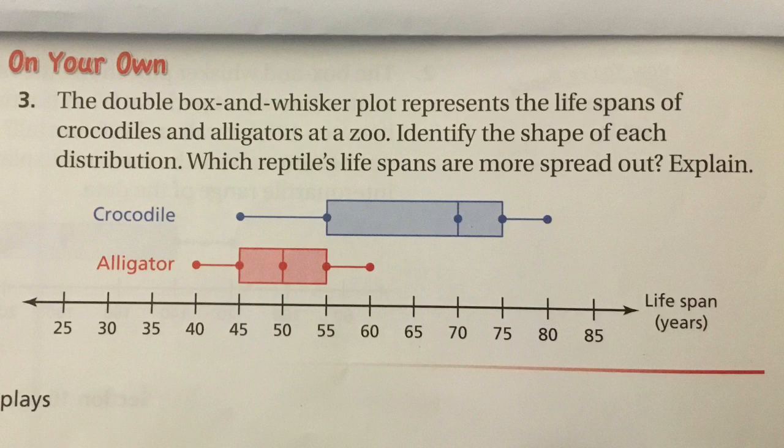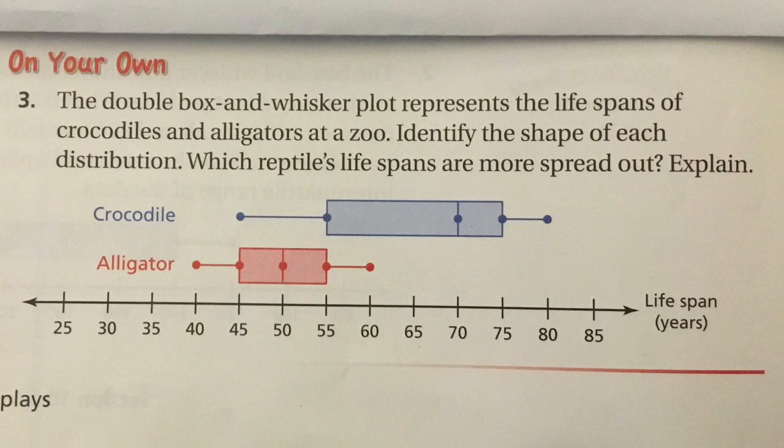Also, you can see that the median, remember that's the vertical line inside the box. For the crocodile, the median age is 70. For the alligator, it's 50. And in all box and whisker plots, remember that 1/4 of the data is located on each whisker, and half of the data is located inside the box. The box is your interquartile range.